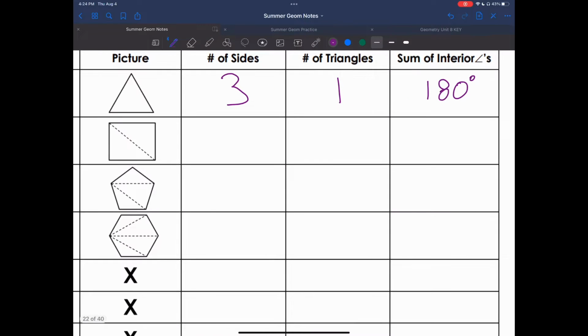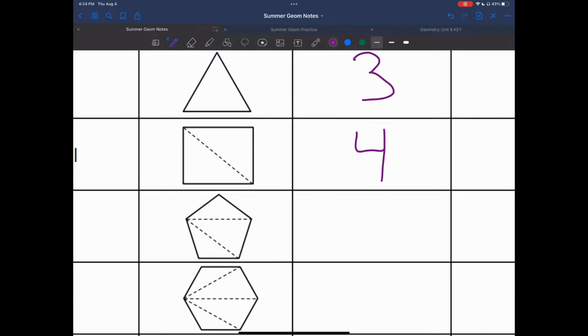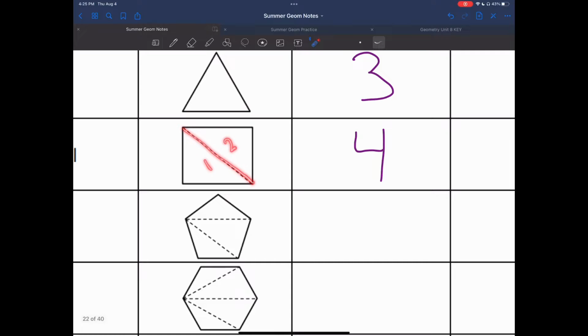Okay, next one is a four-sided figure right here, known as a quadrilateral. So I'll say it has four sides. Now it says the number of triangles. So it's basically asking you how many triangles could you put in this quadrilateral, and they've kind of sketched it out for you with the dotted lines. And you may be asking yourself, well, I could draw a lot of triangles. I could draw two triangles, right? 1, 2. But you might also be thinking, well, I could also go like this, and now I have 1, 2, 3, 4 triangles.